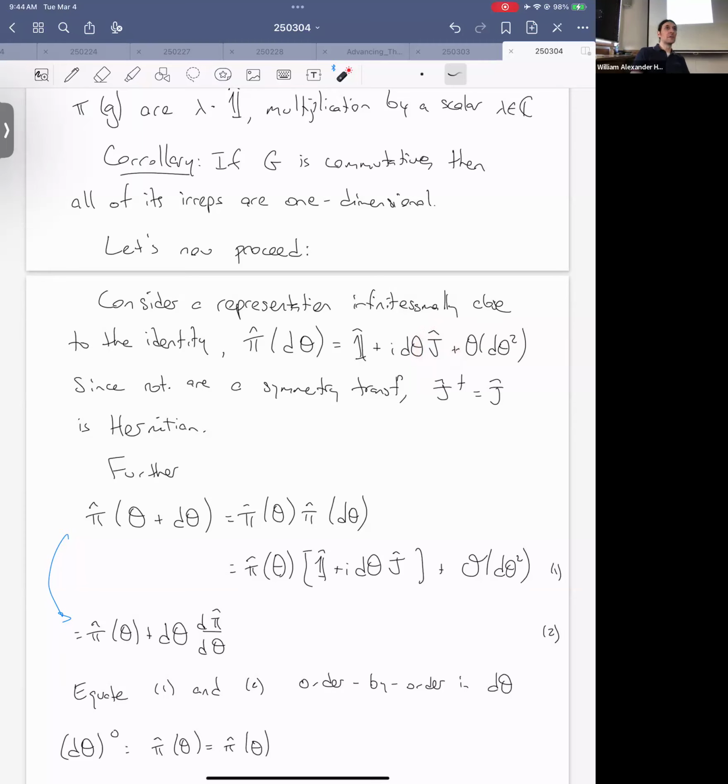Maybe it's a homework problem for you. It's a quick one, just worth going through. And then I can have order d theta squared corrections, but I'm going only to order d theta. Does that fully give you an understanding of what I'm doing here? Okay, great.